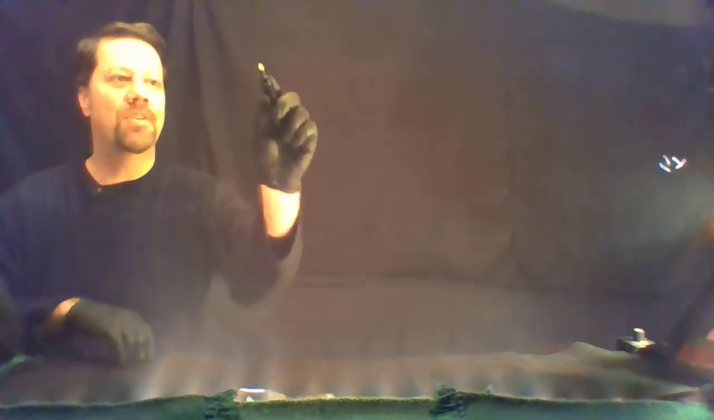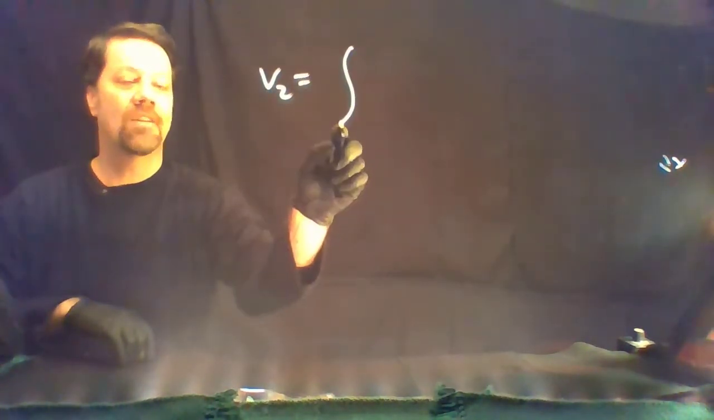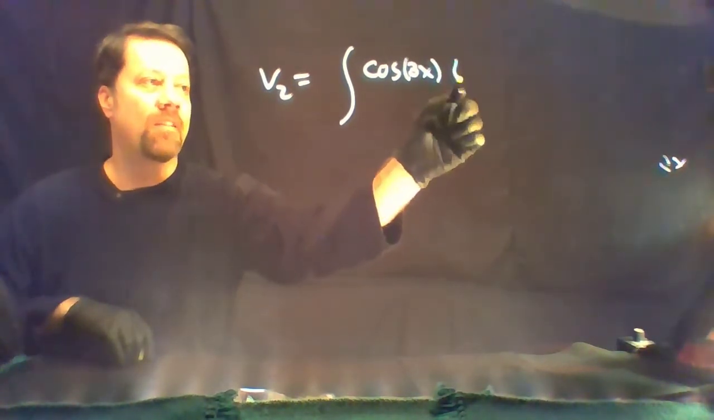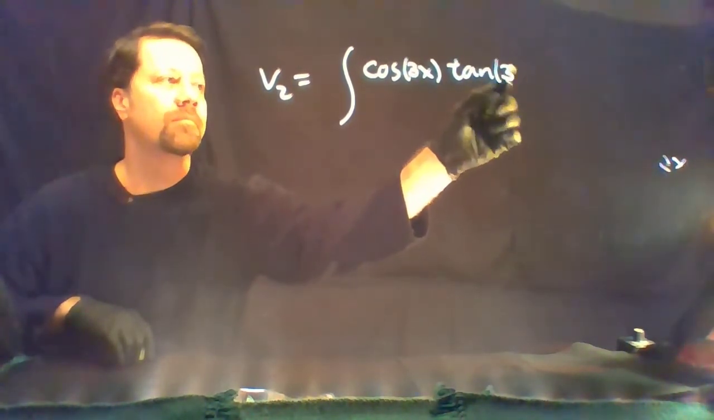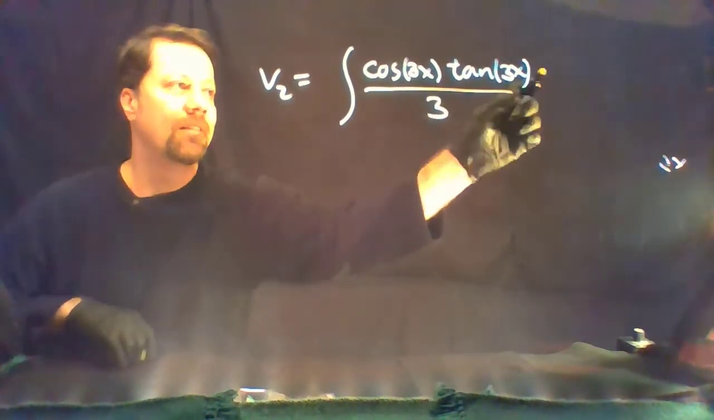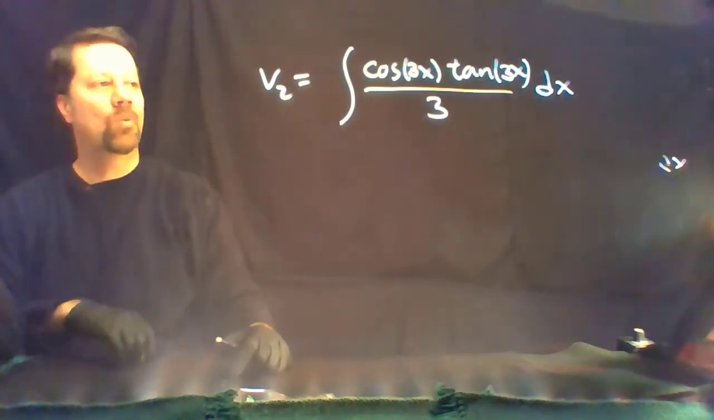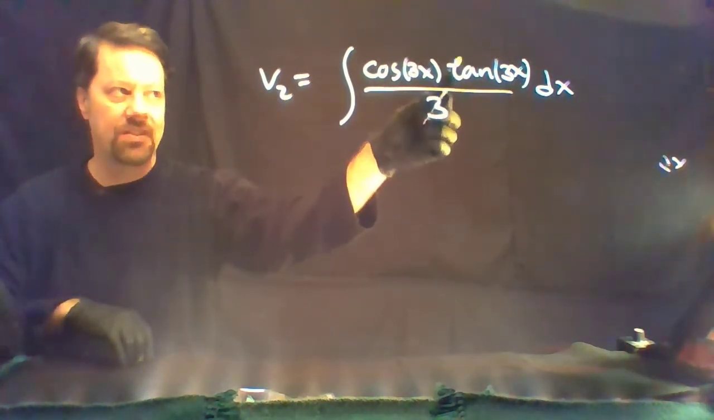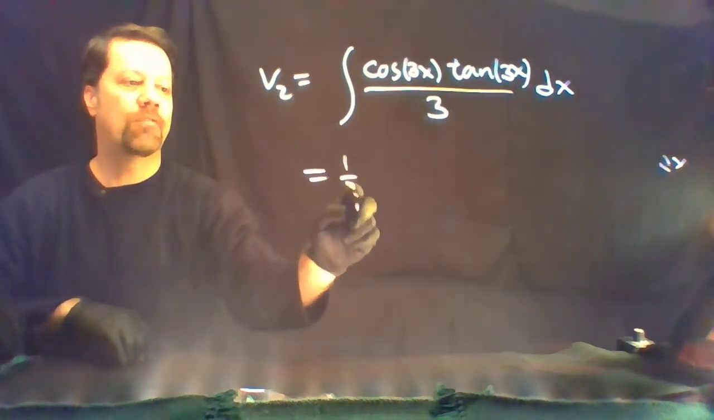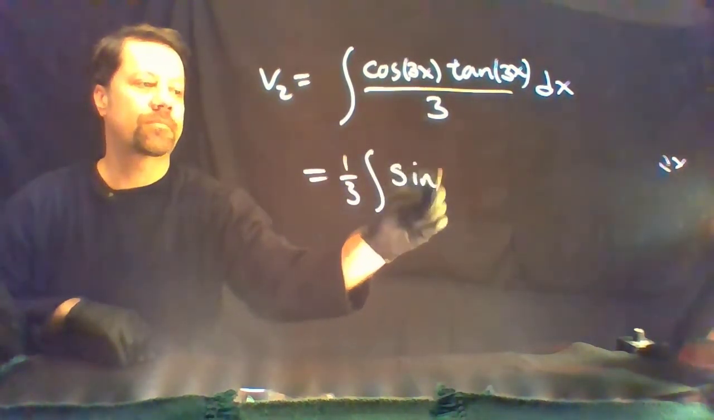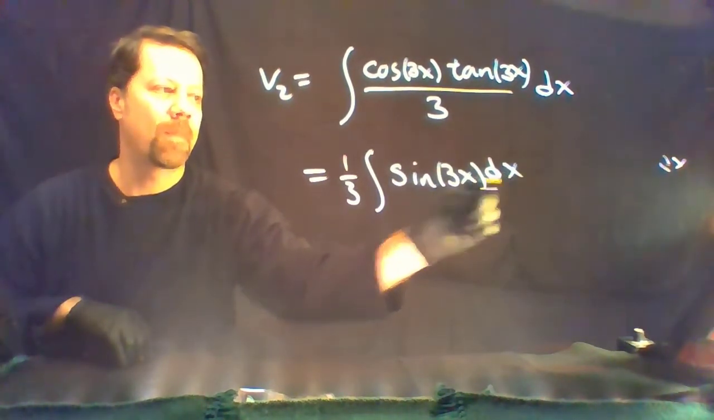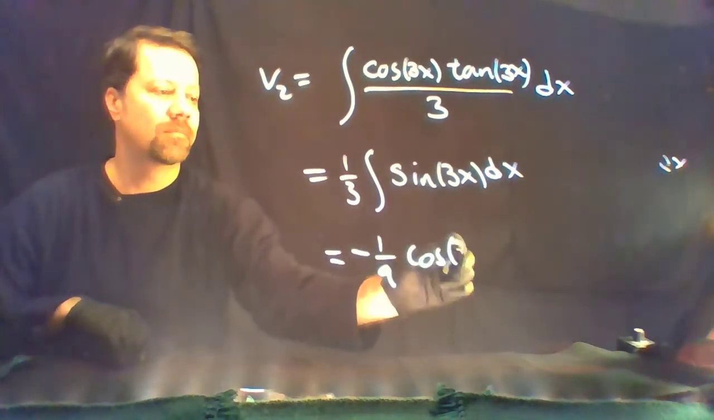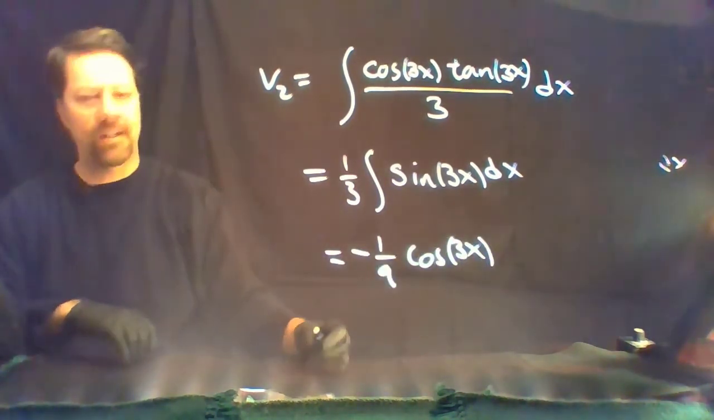To calculate v2, that's the integral of y1 times f divided by the Wronskian, where if we multiply cosine times tangent, since tangent is sine over cosine, we'll have 1/3 the integral of the sine of 3x dx. The integral here is minus 1/9 cosine of 3x, and we don't write the plus C.